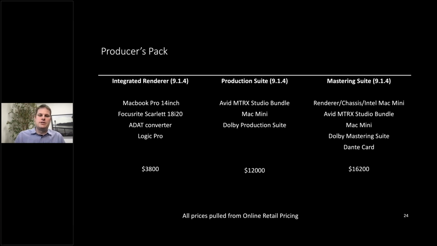Production suite, a Matrix Studio bundle with an extra Mac Mini and the Mac Mini to run it on, M1 at that point, and the production suite comes in at about $12,000. And then the mastering suite, you can get pricing down to about 16,000. So regardless of where you're wanting to start from, there's probably a flexible solution that you can create and sculpt with your reseller to get you working in Dolby Atmos.